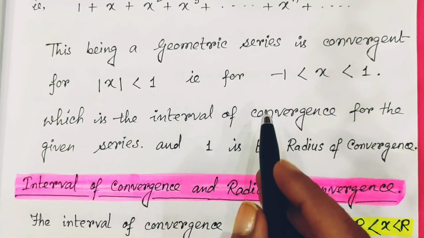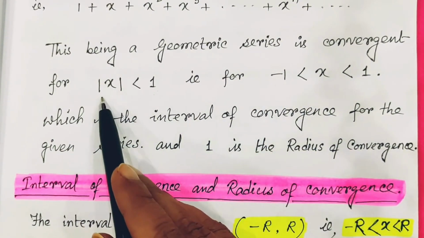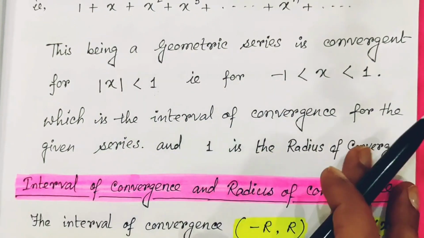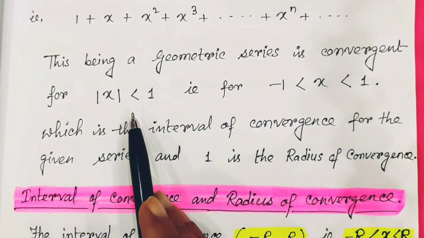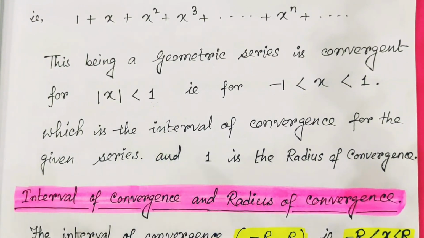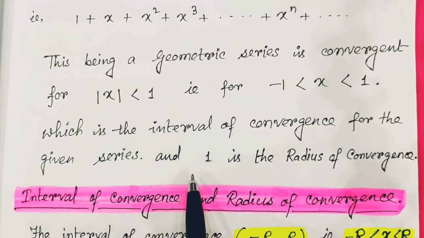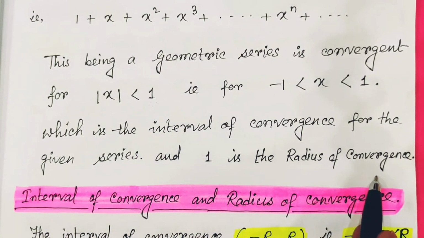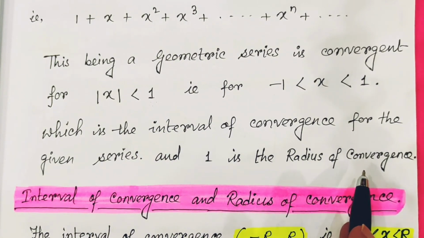Do you understand? The interval of convergence means for what values of x the given series is convergent, and the maximum value or the end value in the interval is called the radius of convergence, which is denoted by either capital R or small r.